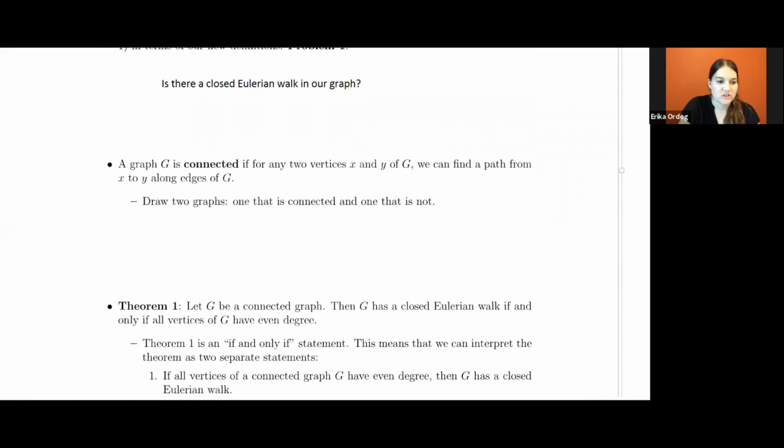So we say a graph G is connected if for any 2 vertices x and y of G, we can find a path from x to y along edges of G. So I want you to try to draw 2 graphs, one that's connected and one that's not. Why don't you pause and then come back?